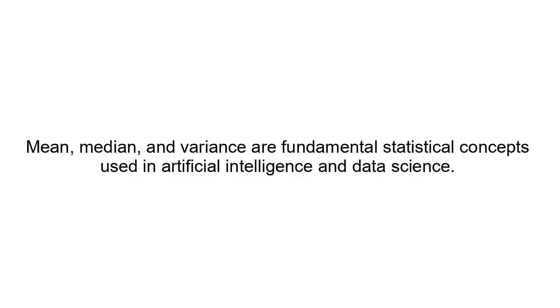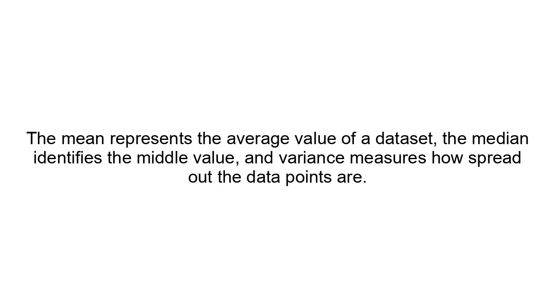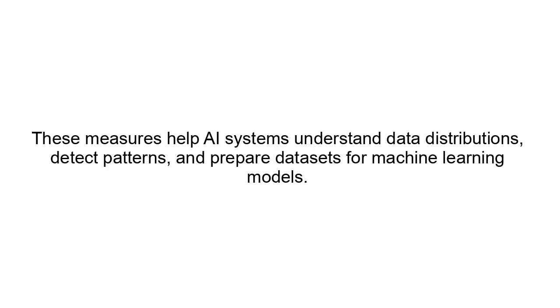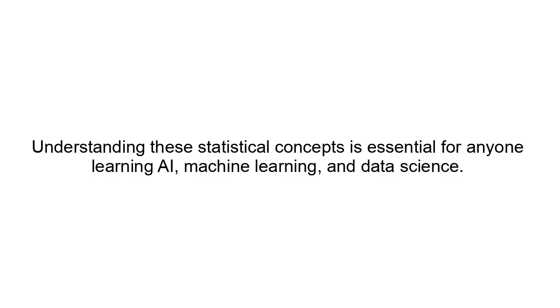Final summary. Mean, median, and variance are fundamental statistical concepts used in artificial intelligence and data science. The mean represents the average value of a dataset. The median identifies the middle value. And variance measures how spread out the data points are. These measures help AI systems understand data distributions, detect patterns, and prepare datasets for machine learning models. Understanding these statistical concepts is essential for anyone learning AI, machine learning, and data science.